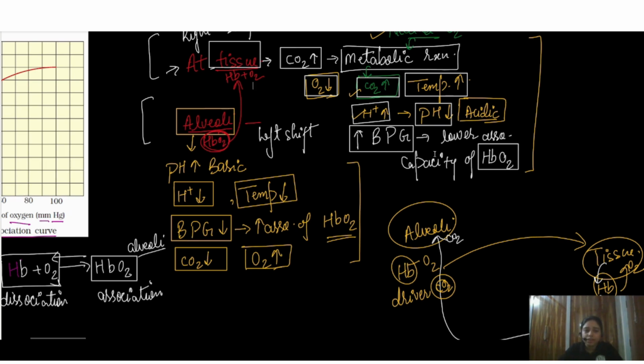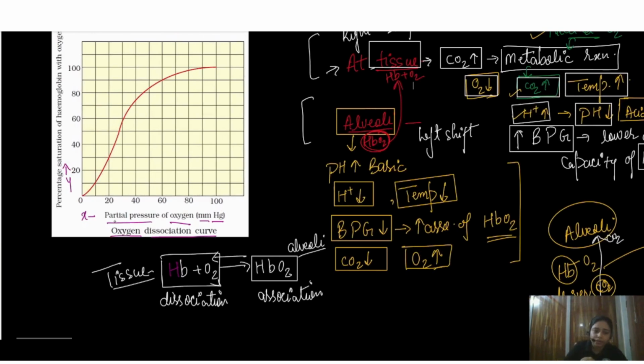So here in this graph, let's see the partial pressure of oxygen, which is the oxygen dissociation curve. On the x-axis we can see a few numbers: 20, 40, 60, 80 or 100. These are the partial pressure of oxygen. As the partial pressure of oxygen increases in the environment, it will cause the association of the Hb with the O2. This is the y-axis, which shows the percentage saturation of the hemoglobin with the oxygen, which means the Hb with the O2.